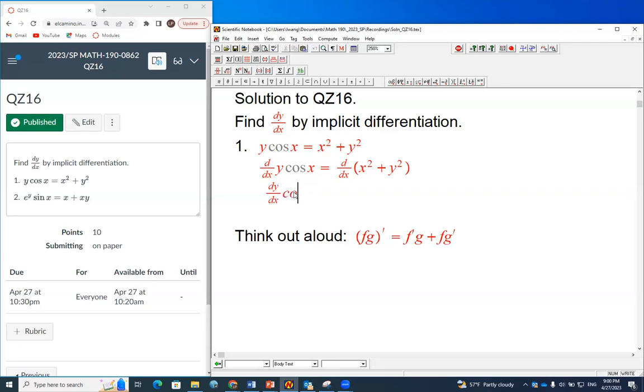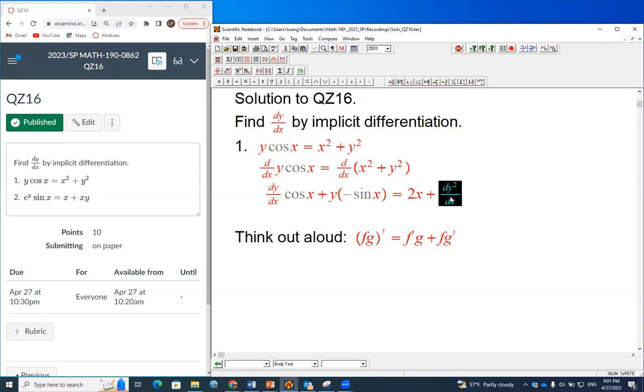And cosine x. You can write it this way, that will be fine. But you also have another term, and this time you're going to take a derivative of cosine x. So y is left alone. The derivative of cosine x is, of course, negative sine x. On the right-hand side is the derivative of a sum. So you take a derivative of x squared, which is 2x, and then you take a derivative of y squared with respect to x, right?